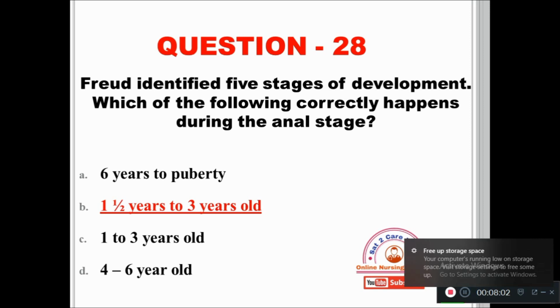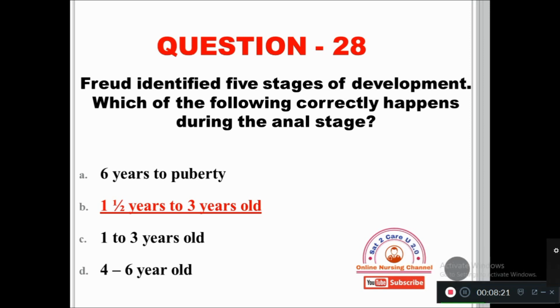B represents the anal stage. It happens in the Freud analytic psychology theory. A is wrong because it happens during latency stage. And C is also wrong because it is just a diversion given in this question. No other theory is giving 1 to 3-year-old range. D, 4 to 6 year, occurs in the phallic stage. So option B is correct.